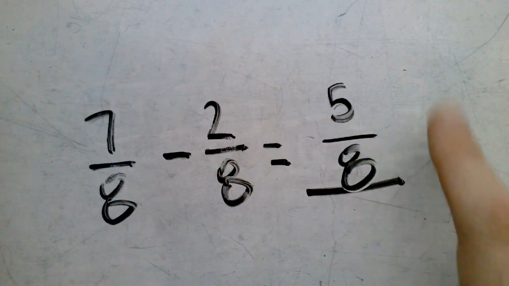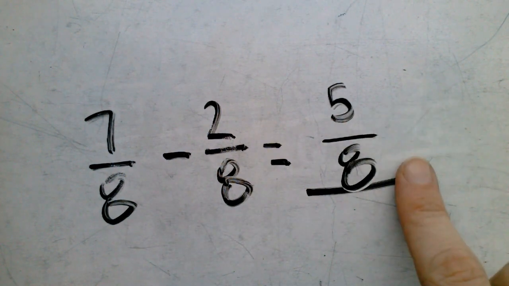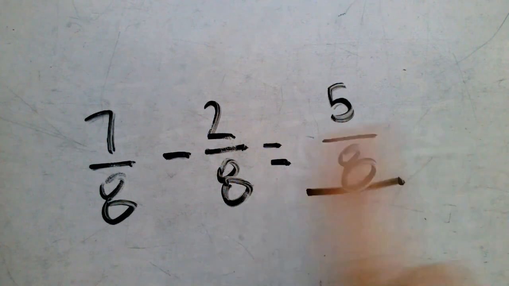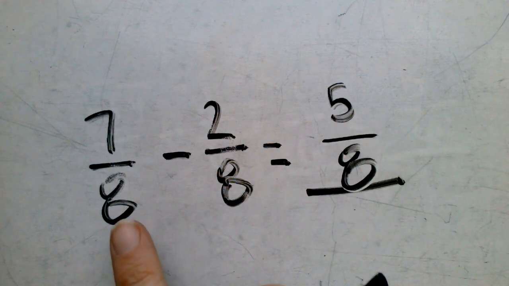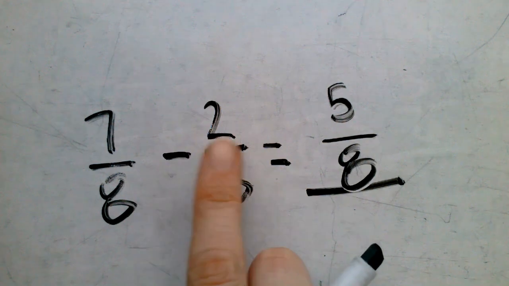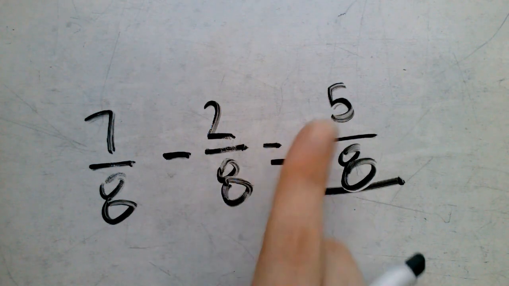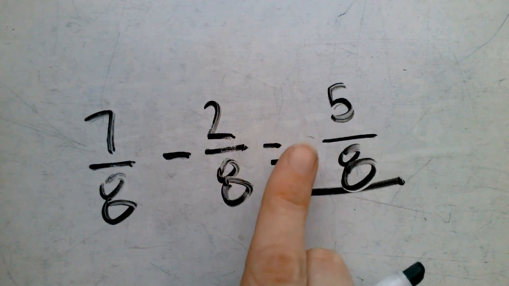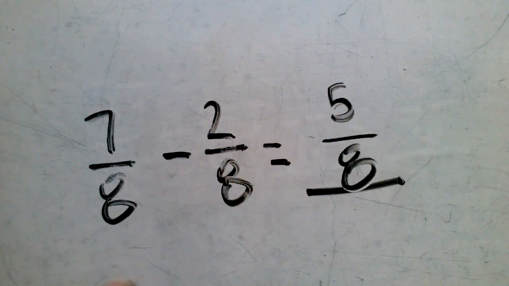Read this fraction with me. 5/8. Nice job, mathematicians. Let's read the whole number sentence. 7/8 minus 2/8 equals 5/8. Good job. I'm going to give us a few other adding and subtracting fraction problems that I want you to try independently or with a neighbor on your whiteboards. Erase your whiteboards and I'll show you those problems now.